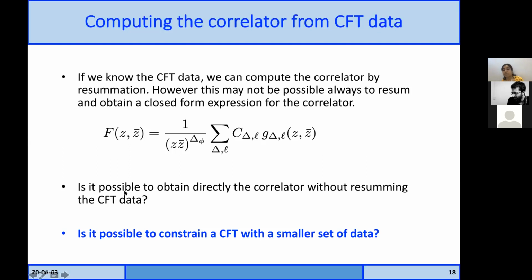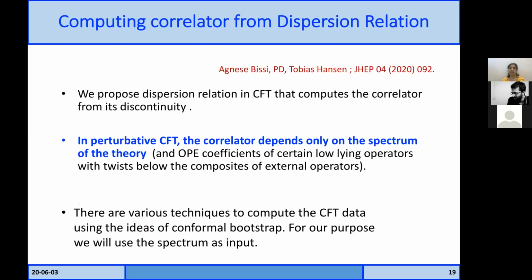So, is it possible to obtain the correlator directly without the CFT data, without resumming? And another question that I will ask today is the following. Is it possible to constrain a CFT with a smaller set of data? Which means, is there a subset of the full CFT data that can fix the correlator unambiguously? The answer is yes. We will now discuss the dispersion relation in a conformal field theory that computes the correlator directly from the discontinuity.